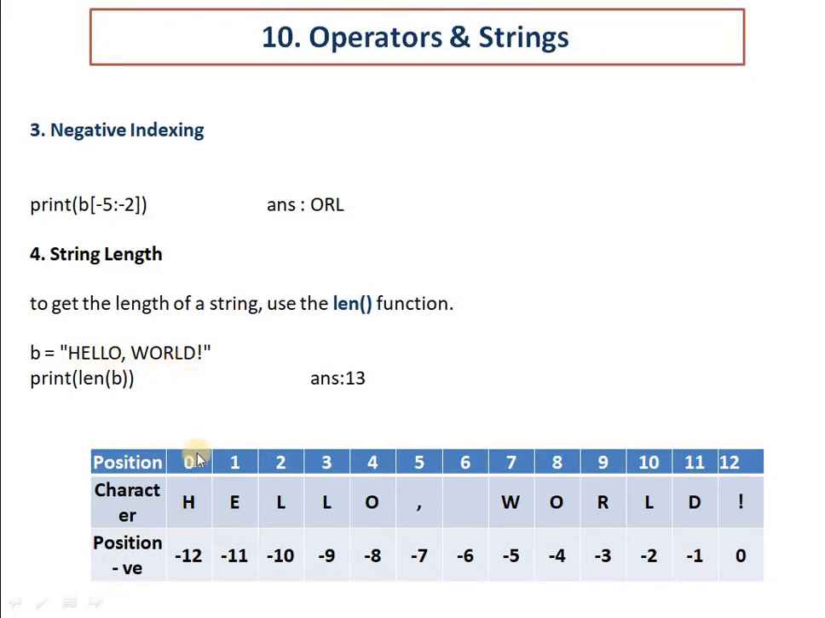So for position, we started from 0. Length means we have to start from 1. So 1, 2, 3, 4, 5, 6, 7, 8, 9, 10, 11, 12, 13. So the answer is 13. For positions, positive or negative, we will start from 0. For length, we will start from 1 onwards, 1 to 13. So the answer is 13.